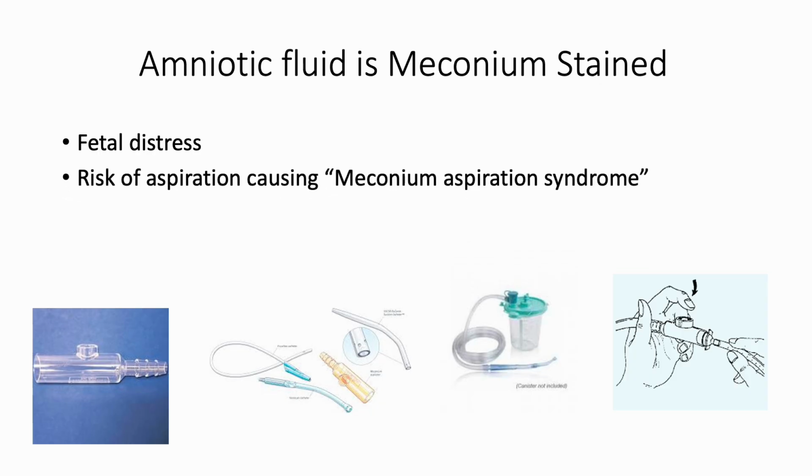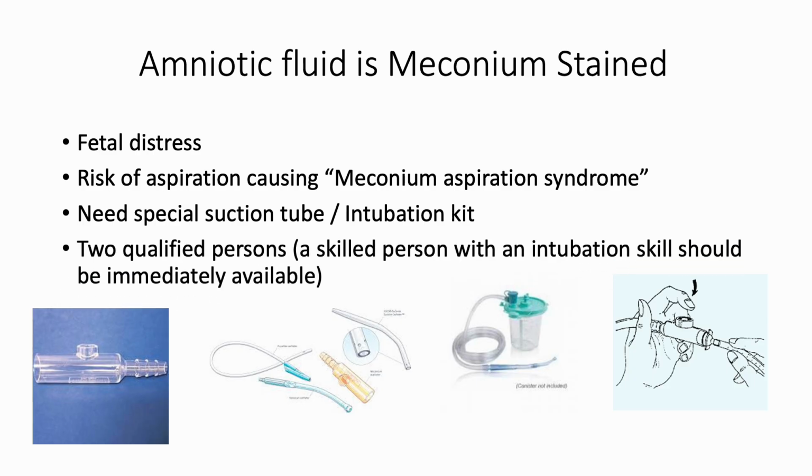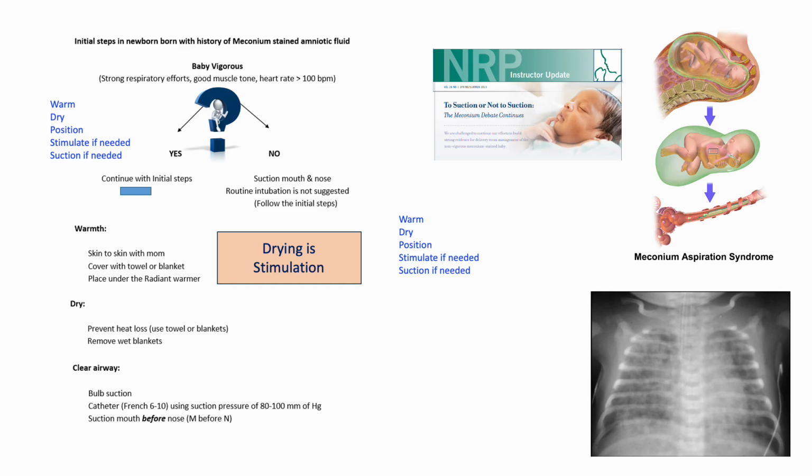Then again, remember there is a risk of meconium aspiration, and it can cause meconium aspiration syndrome. And of course, you need the kit, which is shown below. There's a specific way you can suction that, and you need two qualified people, and more if you suspect other problems. But remember, for meconium, you have to have two skilled people attending the deliveries.